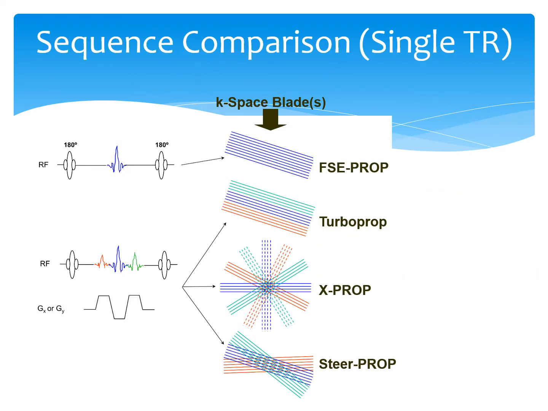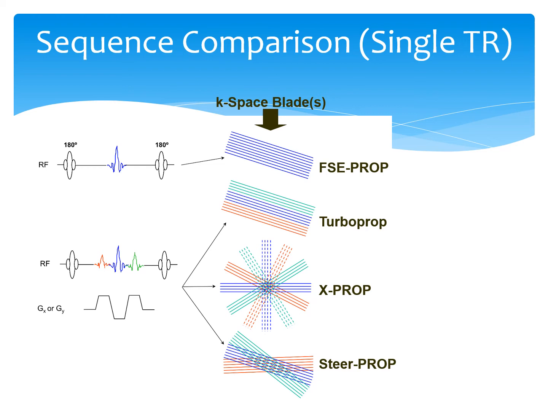A comparison of the different K-space sampling strategies for a single TR is shown in the figure below. The first one is the fast spin echo based propeller, where each spin echo is used to sample a single K-space line. One blade is completed for every TR. The subsequent diagrams show 3 different variations of the GRASE-based propeller implementation, namely Turboprop, X-Prop, and Steer-Prop. With the use of 3 gradient echoes for each spin echo, in the case of Turboprop, all the 3 gradient echoes are used to sample the same widened blade.